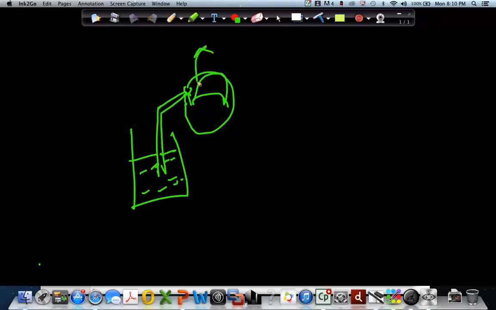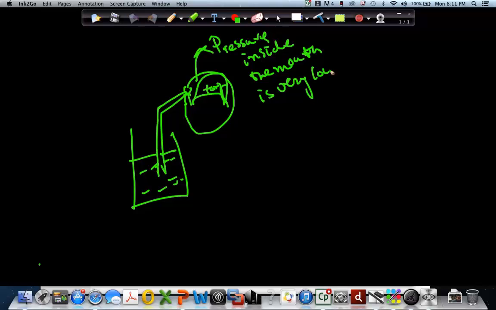The pressure here is far less than atmospheric pressure. There's no air there. You have created almost like a vacuum. So what happens? The pressure here is very low. Pressure inside the mouth is very low, this is a tongue, okay? And what is the pressure here?